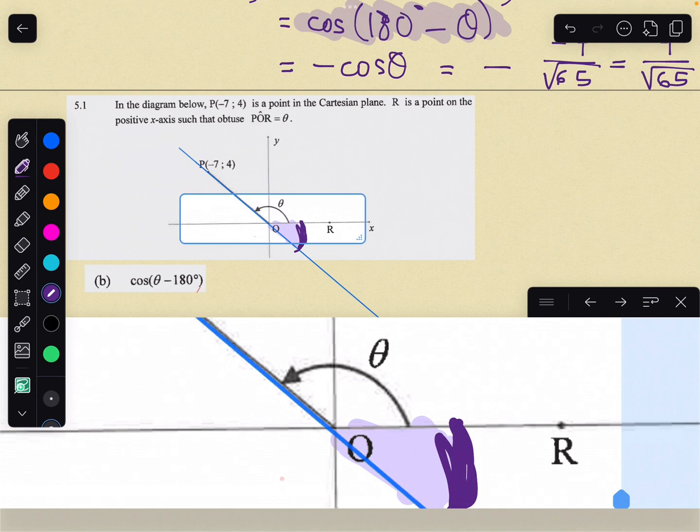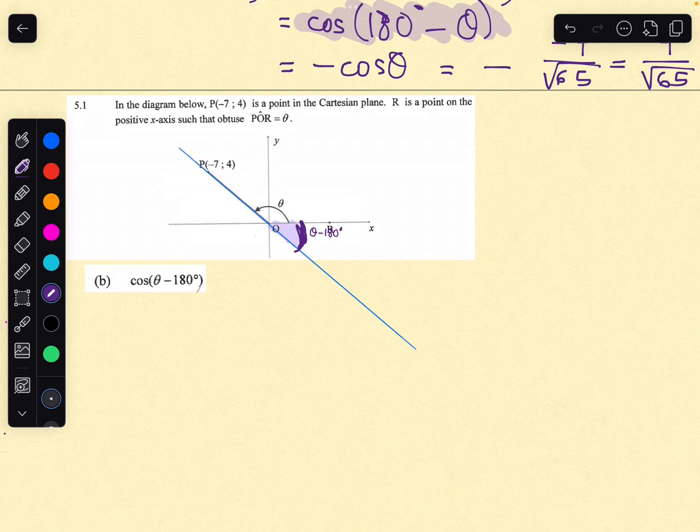Oops. So this is our angle theta minus 180 degrees. Perfect. So we are looking for the cosine ratio of this little angle over here. So the way that you can do that is you try to figure out, okay, so let's draw this triangle again. Okay, so we draw this perpendicular line here and this line over there. And we know that this is 4 units long and this is 7 units long.